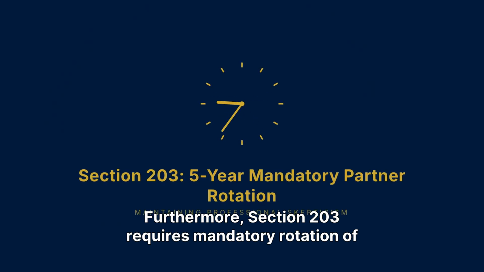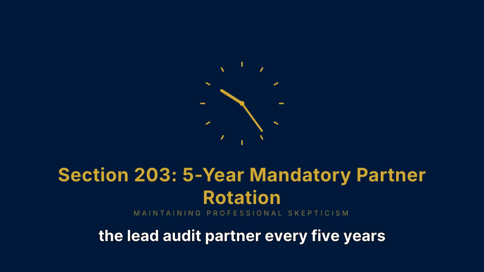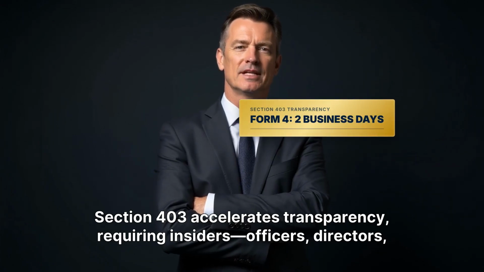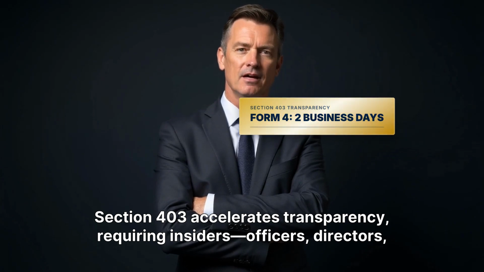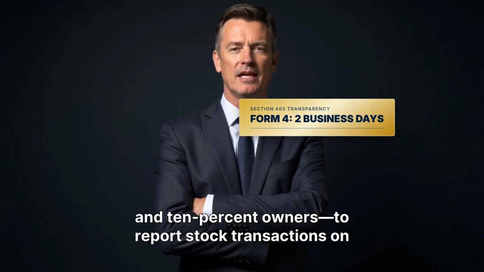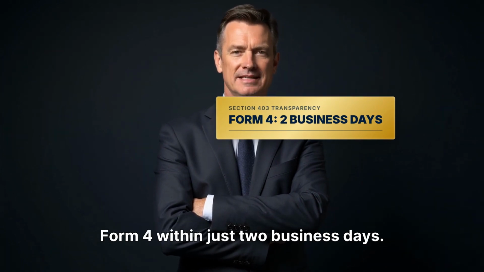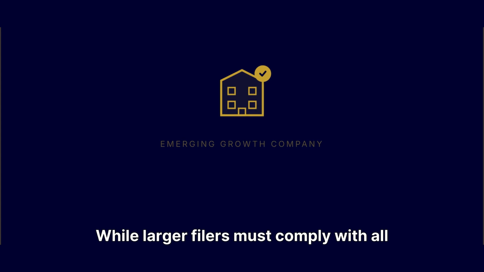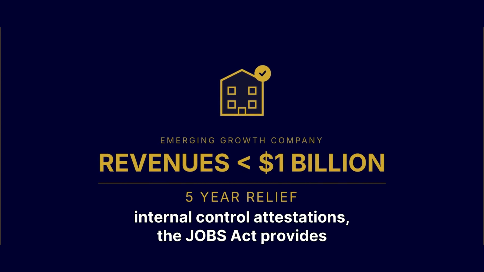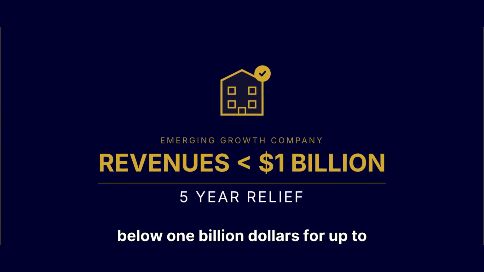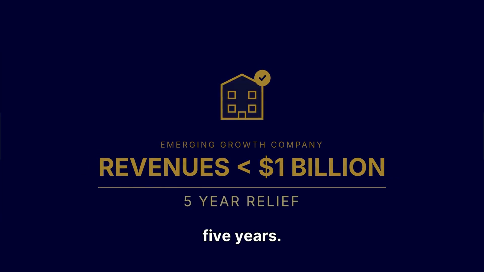Furthermore, Section 203 requires mandatory rotation of the lead audit partner every 5 years to prevent excessive familiarity and maintain genuine professional skepticism. Section 403 accelerates transparency, requiring insiders, officers, directors, and 10% owners to report stock transactions on Form 4 within just 2 business days. While larger filers must comply with all internal control attestations, the Jobs Act provides relief for emerging growth companies with revenues below $1 billion for up to 5 years.